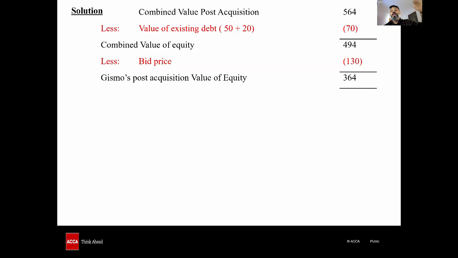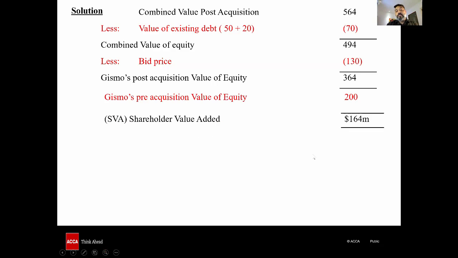Let's reduce the old value of Gizmo, the pre-acquisition value of Gizmo equity. Pre-acquisition value of Gizmo was only 200. The shareholder value added is 164 million. So what the students write is, shareholders' wealth added is 164 million.